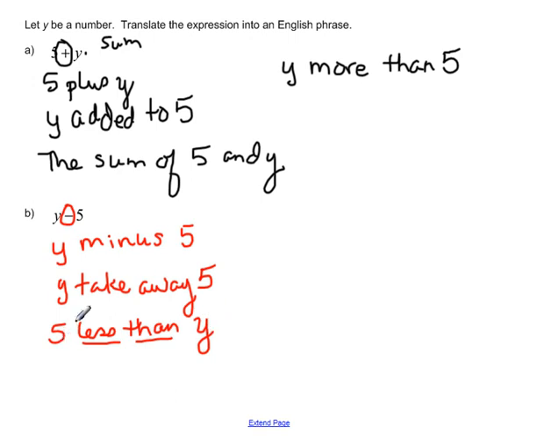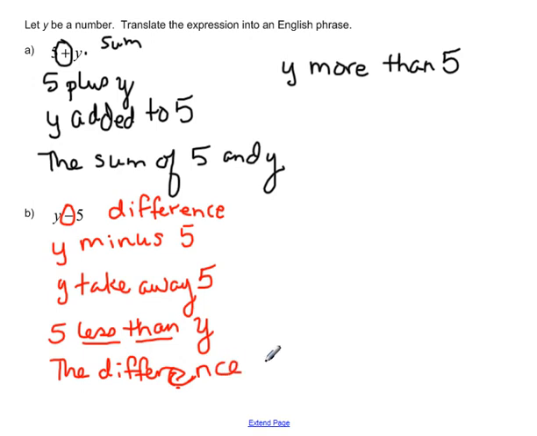We could use the official math word for subtraction, which is the difference. Okay, difference is the official math word for subtracting problems. So we could say the difference of, and when we say the difference, we're going to put it back in the order that they gave us, y and 5. Okay.